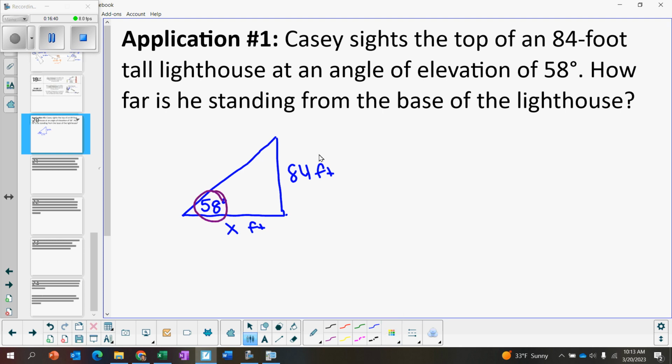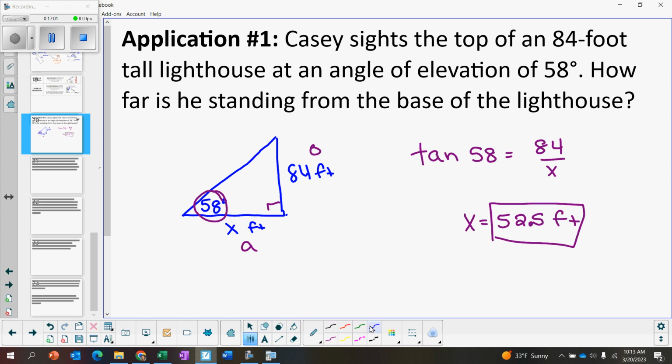So I have my angle, the opposite, the adjacent. So O and A is tangent. Tangent 58 equals 84 over x. So we're going to do 84 divided by the tangent of 58, and I get 52.5. And our answer would be in terms of feet.